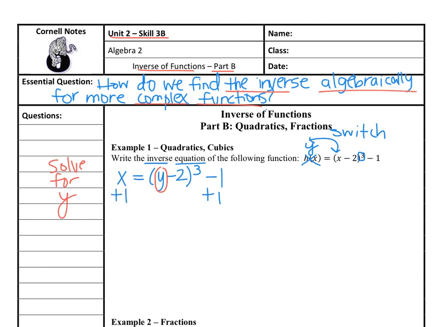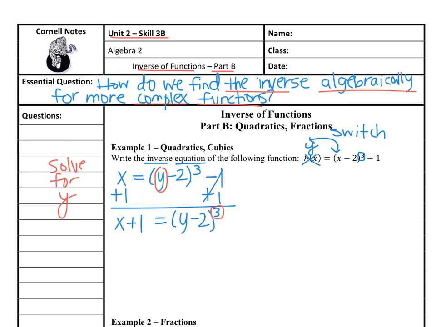So I'm going to get rid of that constant term, the positive 1, and add it to both sides. So I get x plus 1 equals parentheses y minus 2 to the third power. Okay, so our next goal is to get rid of this exponent of 3. Now, if it was squared, then we would just square root both sides because that's the opposite of squaring. But in this case, we're going to do something called cube root.